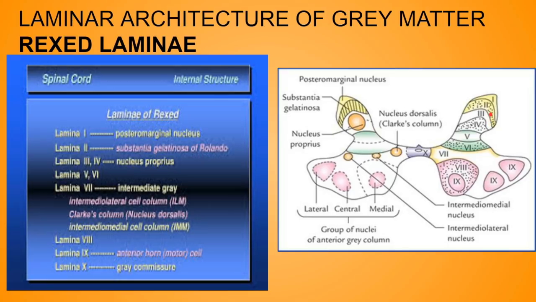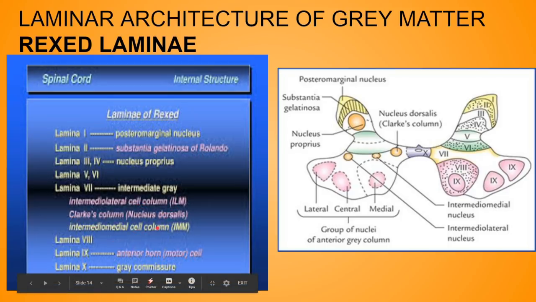The first one is the posteromarginal nucleus. Second one is the substantia gelatinosa of Rolando. Third and fourth are the nucleus proprius. Fifth and sixth, remember, fifth and sixth are the base of the dorsal column. Seventh one is the intermediate gray column. That means it is actually having the intermediolateral cell column and the intermediomedial cell column, which are studied over here.